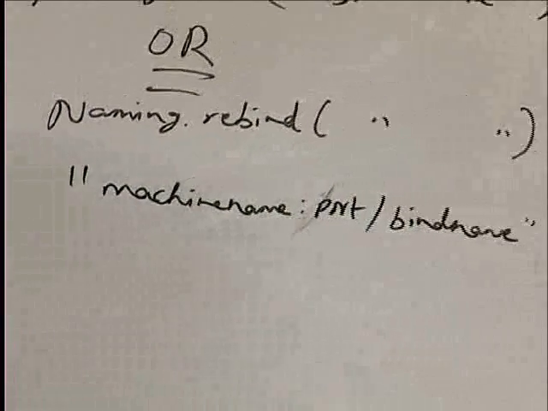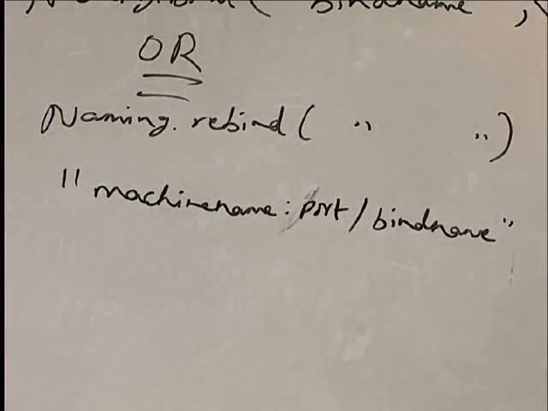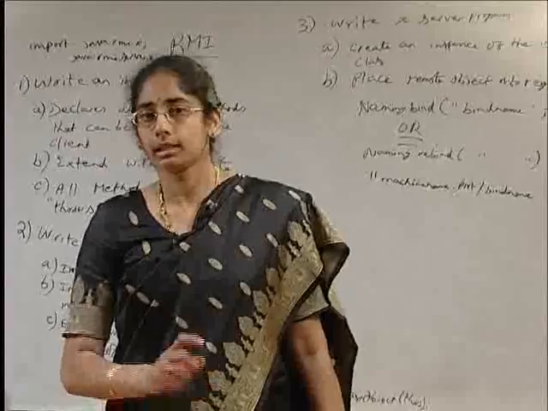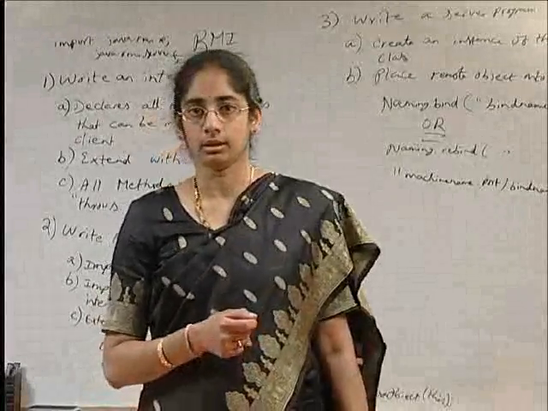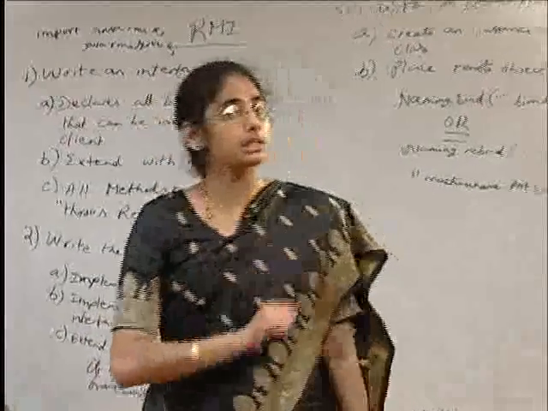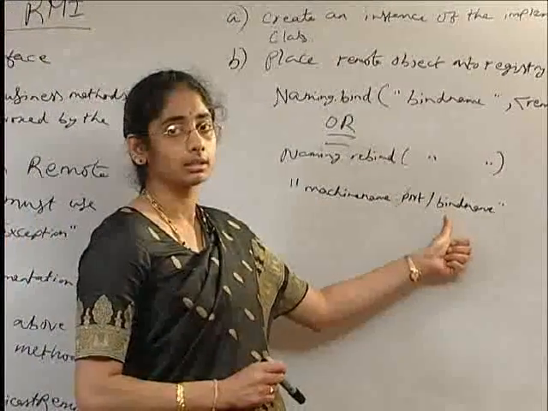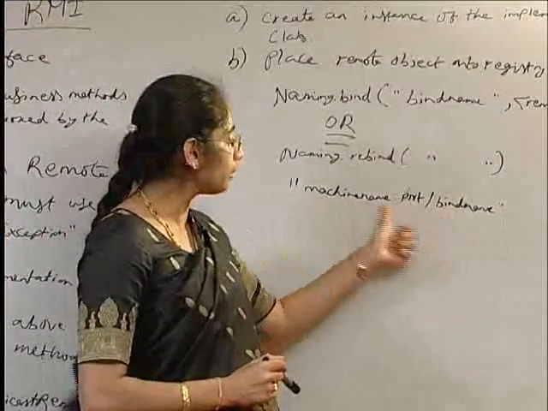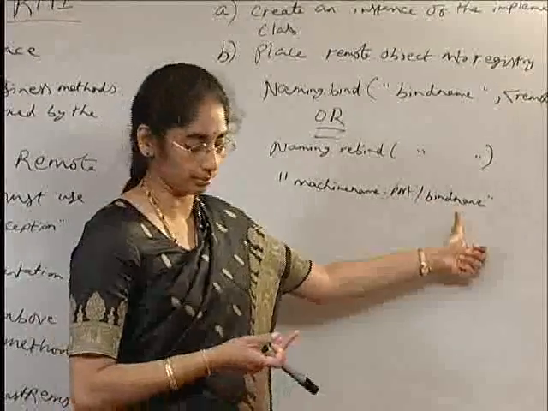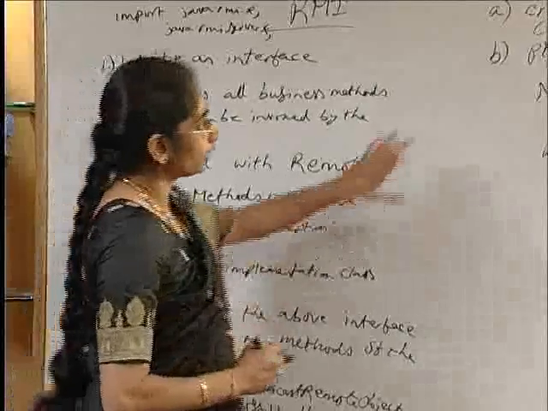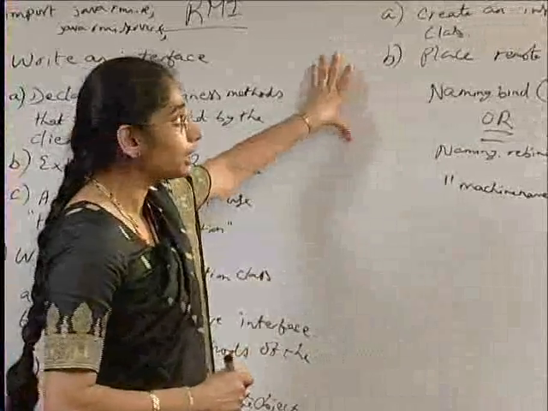Even if the port number is different from 1099, if the registry is not running on 1099, I'll tell you how to change the port number later. Even if the registry is not running on 1099, then also you must specify this. So machine name, colon, port number, slash the bind name. Now this is about your server program.